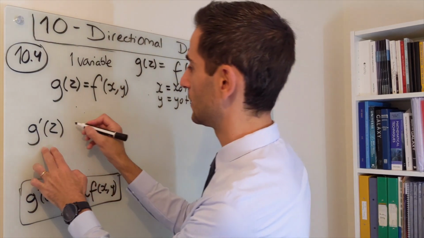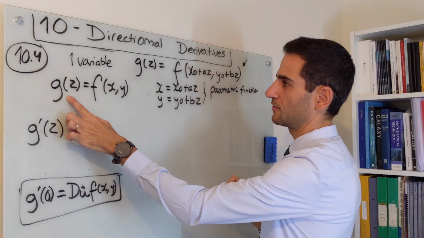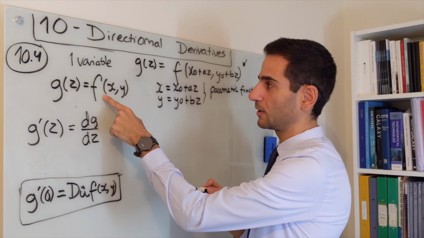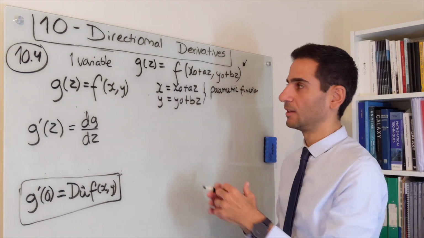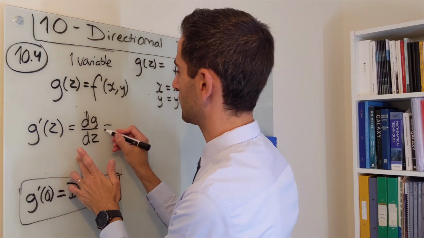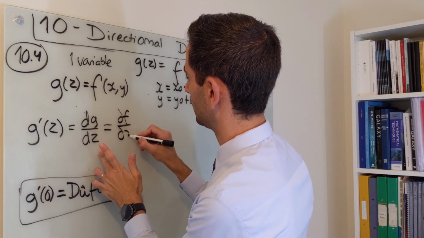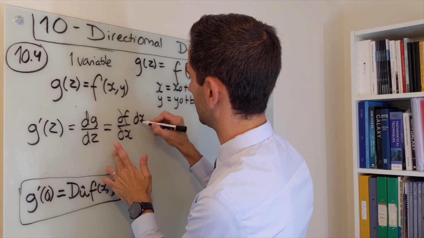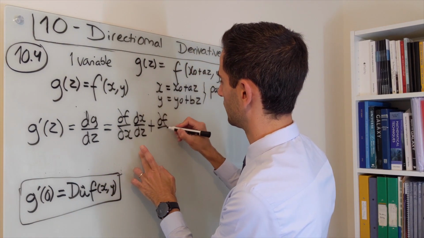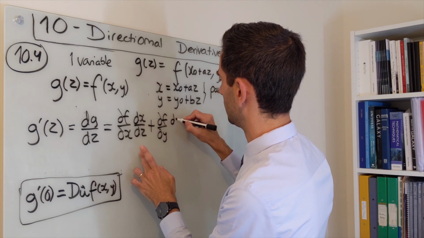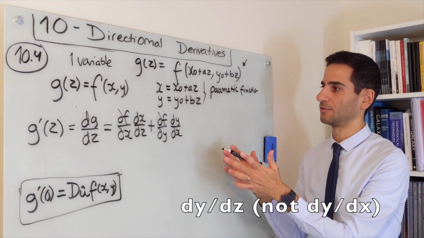In this case, this would be the same as dg/dz, and because g of z is equal to f of x, y, where x and y are defined in this way, in terms of a parameter z, we can also write that this is the same as calculating df/dx times dx/dz plus df/dy times dy/dz. It's chain rule and parametric differentiation.